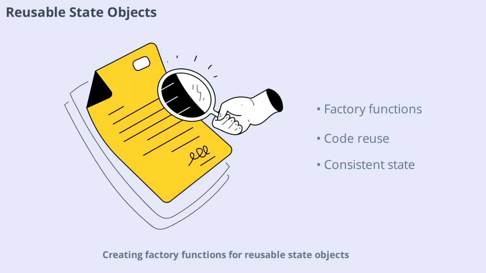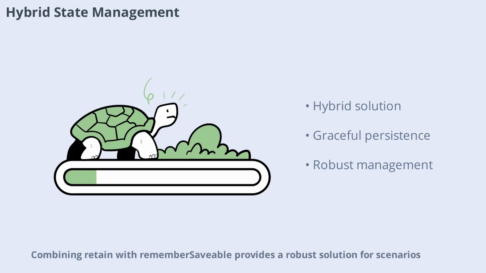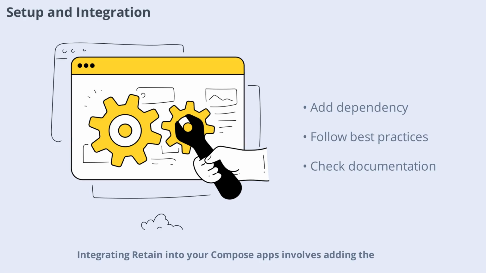Creating factory functions for reusable state objects with Retain promotes code reuse and consistency. This practice makes it easier to manage complex state and integrate Retain into various parts of your Compose apps. Combining Retain with rememberSaveable provides a robust solution for scenarios where both configuration change survival and process death survival are needed. This hybrid approach ensures that your apps handle all state persistence scenarios gracefully. Integrating Retain into your Compose apps involves adding the appropriate dependency and following best practices for state management. Always check the latest documentation for setup instructions and ensure compatibility with your project.